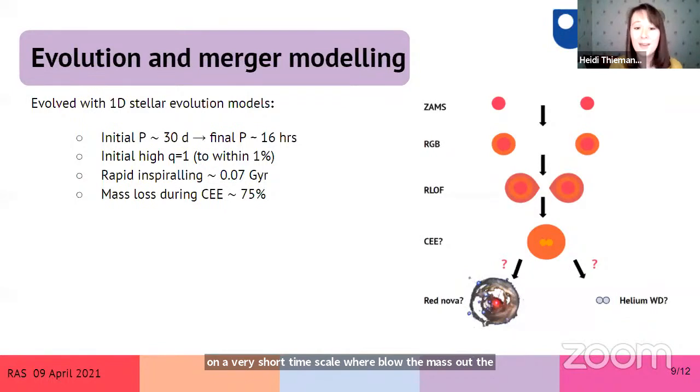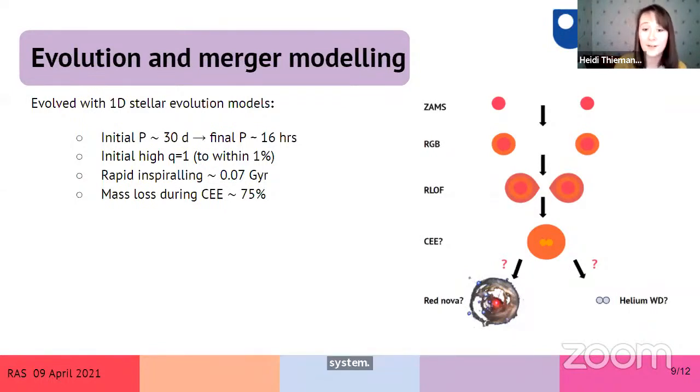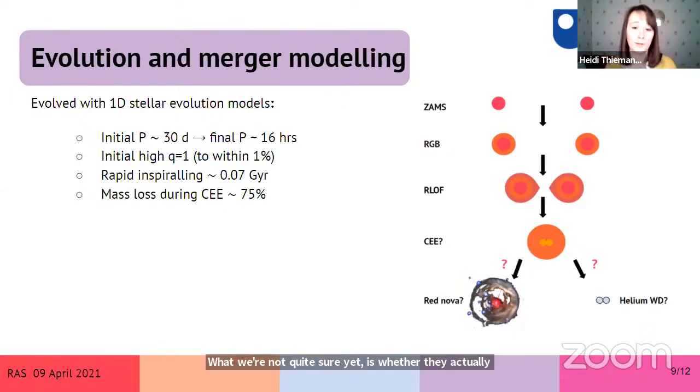What we're not quite sure of yet is whether they actually form a red nova as a result of that, or whether white dwarf binaries are formed. So what we're seeing at the moment, these current red giant binary twins, we believe that they could be on the brink of this kind of rapid inspiraling event.